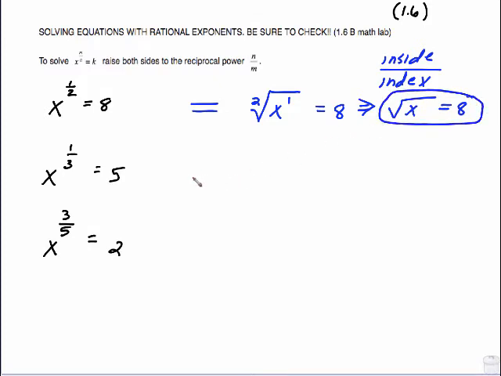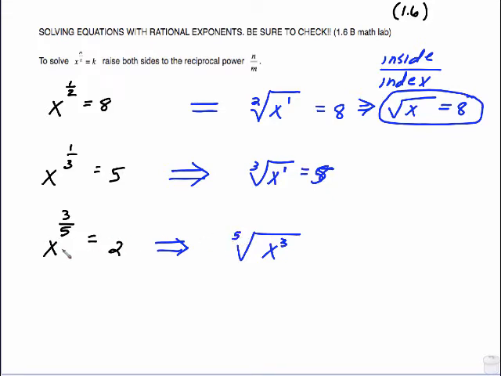I just want to do some conversions right now. So x to the 1/3, the radical x is inside, the top power becomes the power inside, and the bottom is the index. So the radical equation would be the cube root of x equals 5, not 8, 5. This one, radical sign, put your x, the top number becomes the inside power, the bottom number is the index.